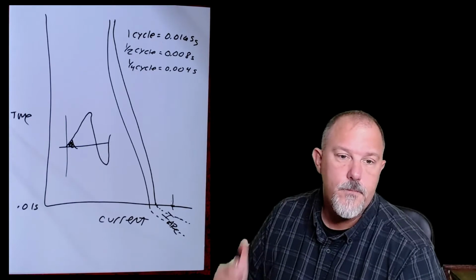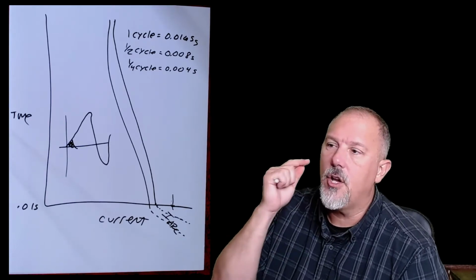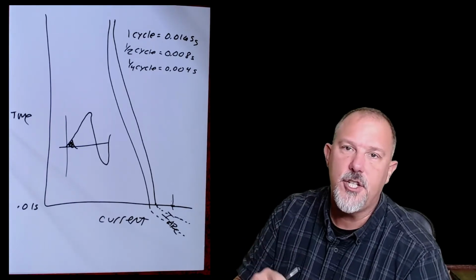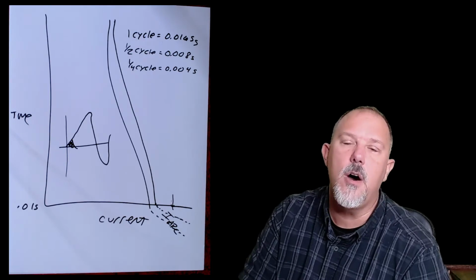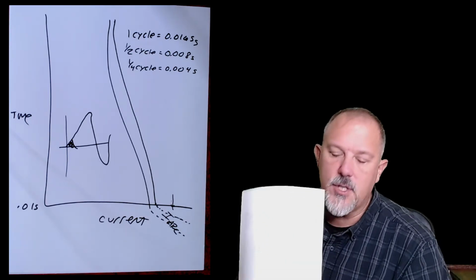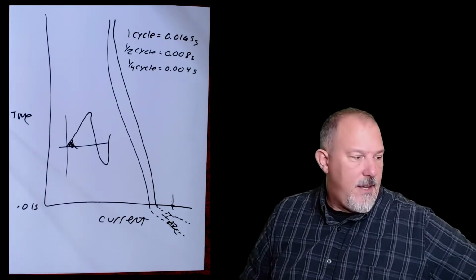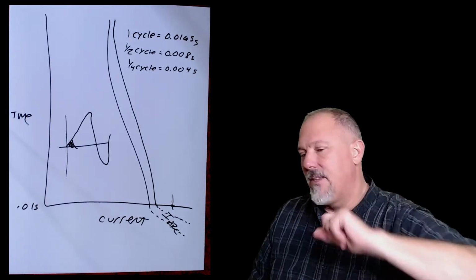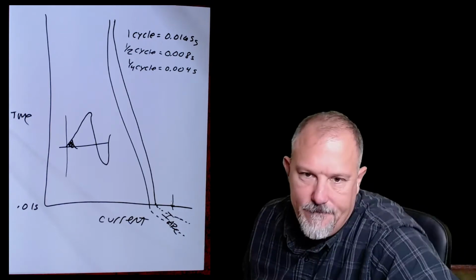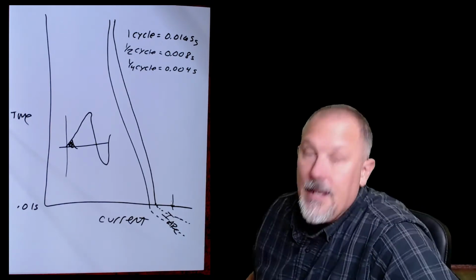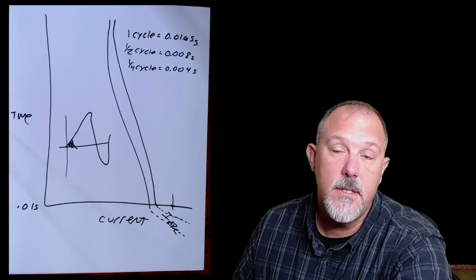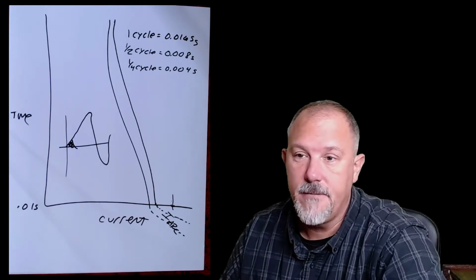Okay, so from an arc flash reduction standpoint, current limitation is phenomenal. It is absolutely phenomenal.